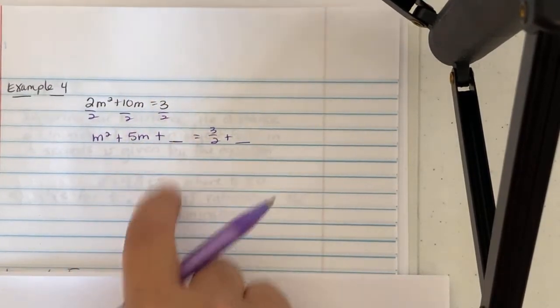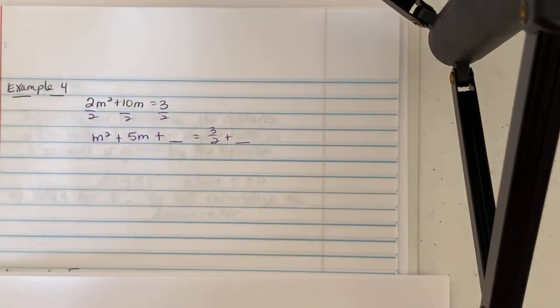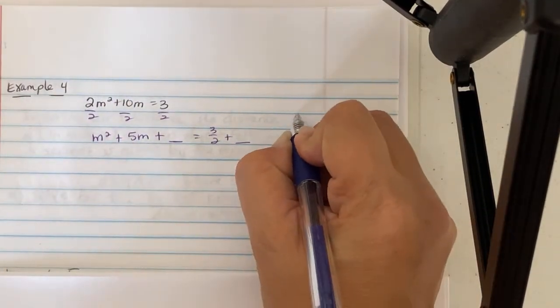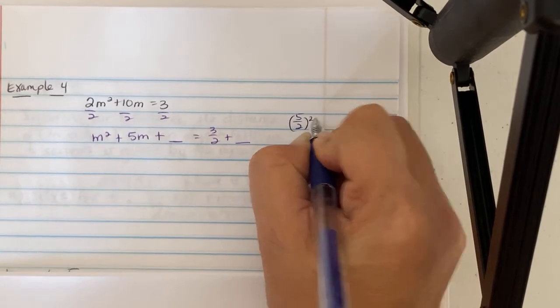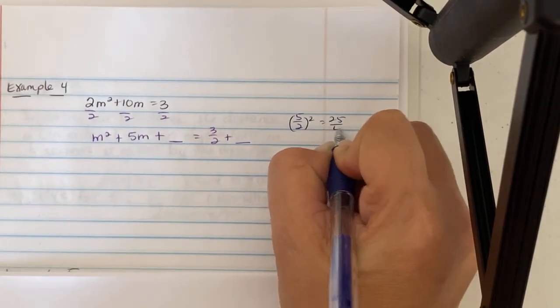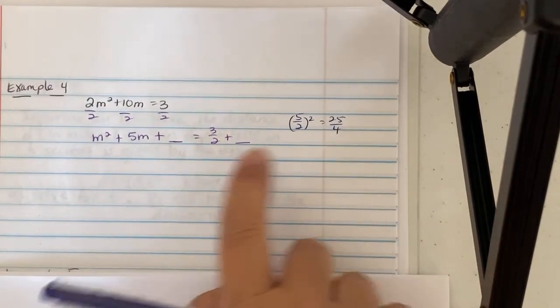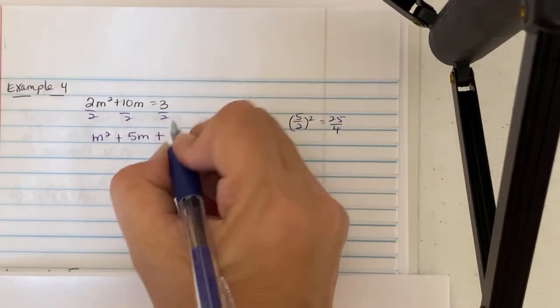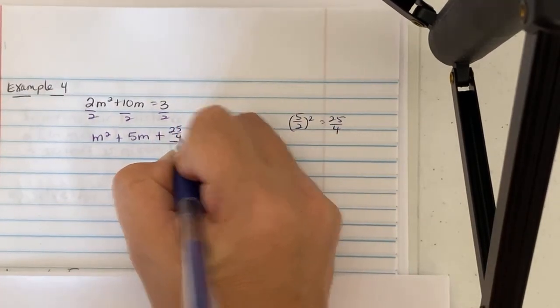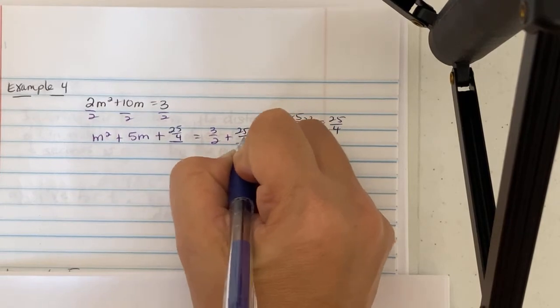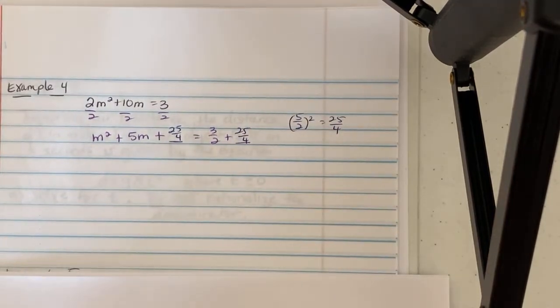So that blank happens to be the c value we had earlier. You're going to do 5 divided by 2 and then square it, and you become 25 over 4. 25 over 4 is what you're going to add to the left and right side of the equation. So 25 over 4 here, 25 over 4 on the right.